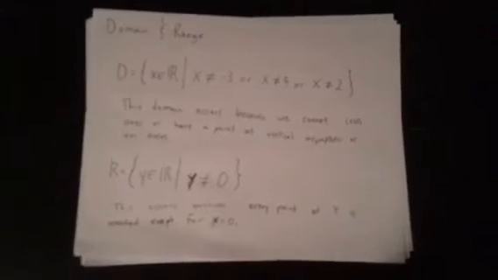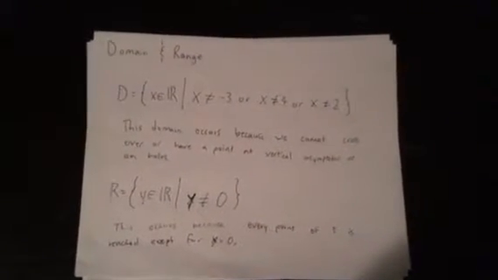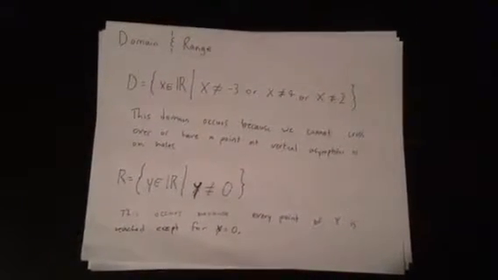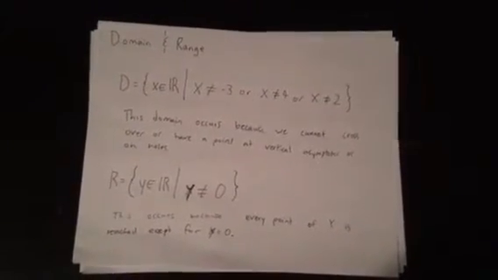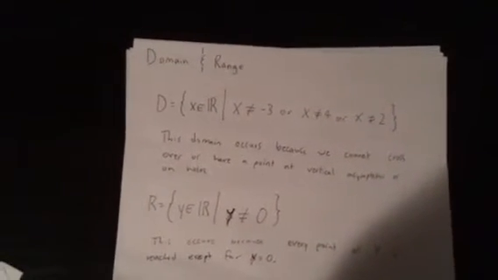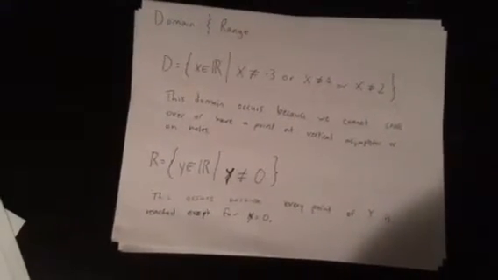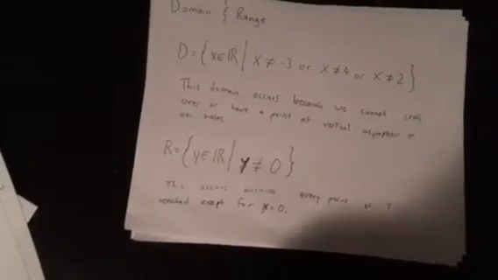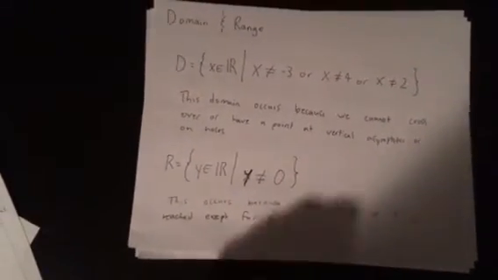Our domain and range. Domain is x is a member of the real numbers such that x cannot equal negative 3, or x cannot equal 4, or x cannot equal 2. This occurs because we have vertical asymptotes at negative 3 and 4, and we also have a hole at 2, so x cannot equal any of those points. And our range is y is a member of the real numbers such that y cannot equal 0, and this is because we have a horizontal asymptote at y equals 0.